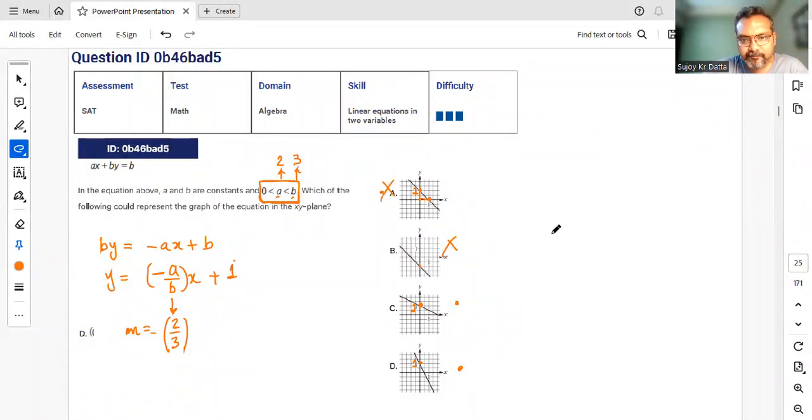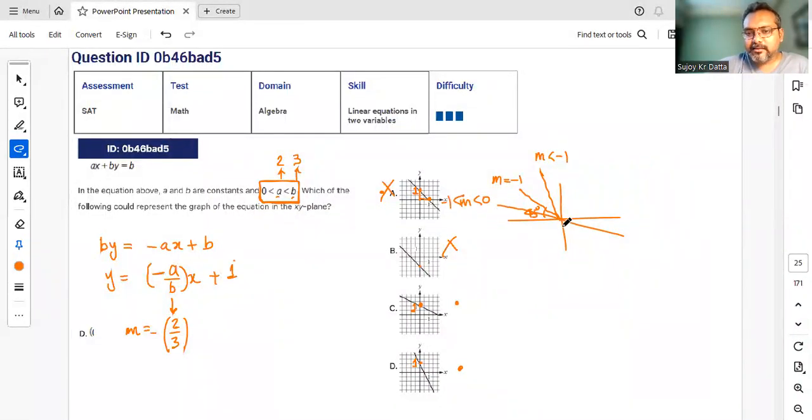A is not possible. Now if you look at C and D, these are the two cases where the slope is negative 2 by 3. If you look at this, an exact 45-degree line would make a slope of minus 1 like this. Anything steeper than that would have a slope less than minus 1, like minus 2, minus 3, and so on. Anything flatter than that would have a slope between 0 and minus 1, like minus 2 by 3 and so on. Clearly, D is not that. The flatter line is C. So C is the answer here.